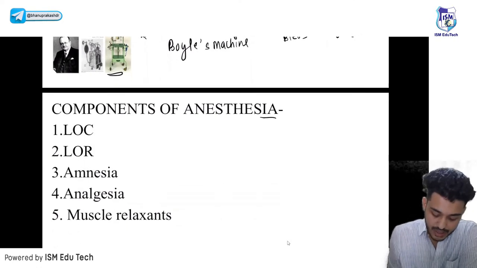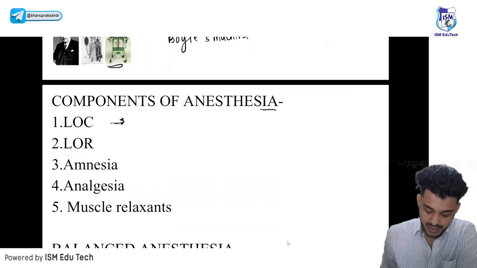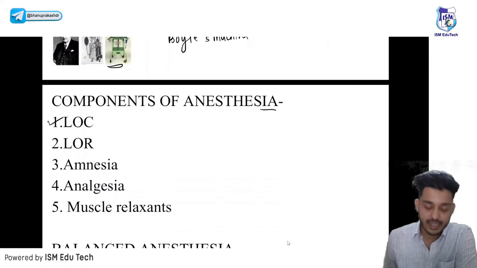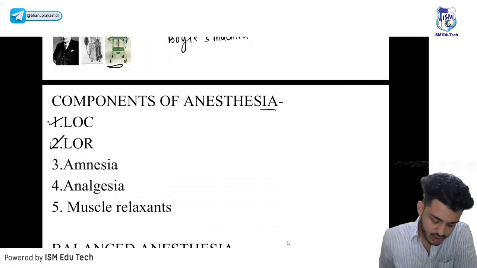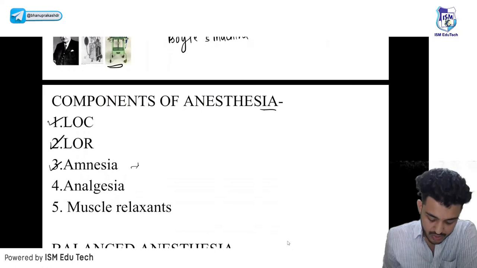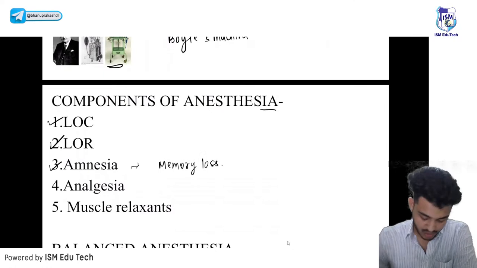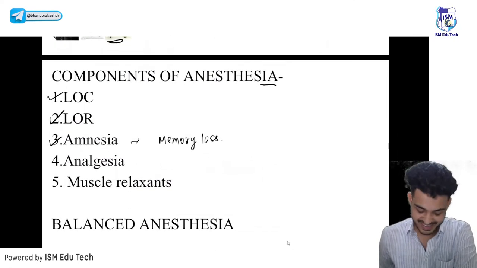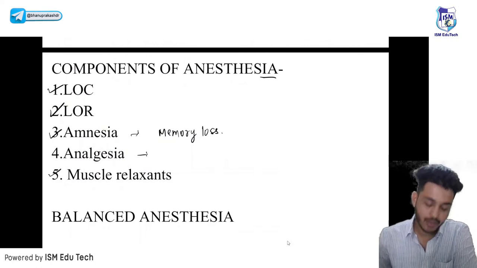First thing will be loss of consciousness. What do I want? I want my patient to be unconscious. First thing. Second thing, there must be no reflex, so loss of reflex will be there. Third thing I want is amnesia. What is the meaning of amnesia? That is memory loss. If there is no memory loss, what will happen? He will learn the surgery, right? Next thing is analgesia, and the last one is muscle relaxant.